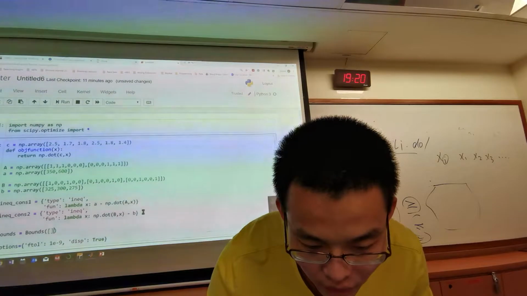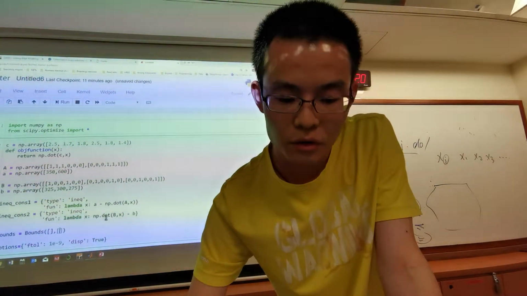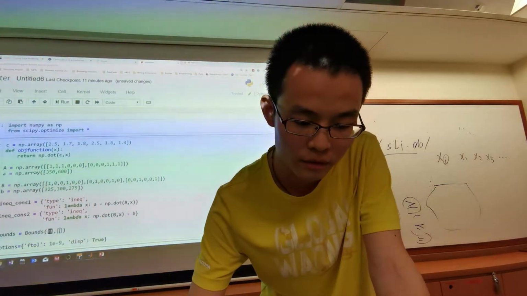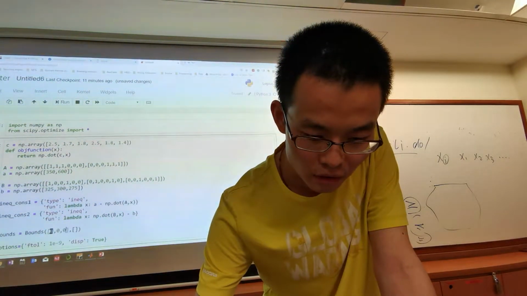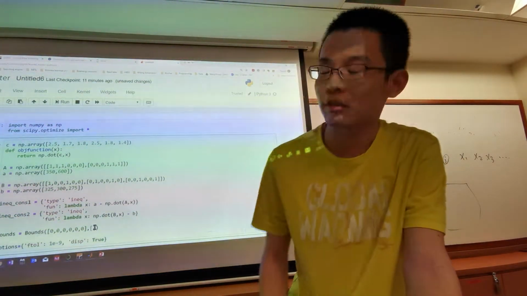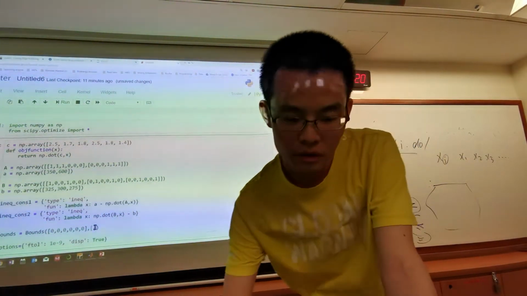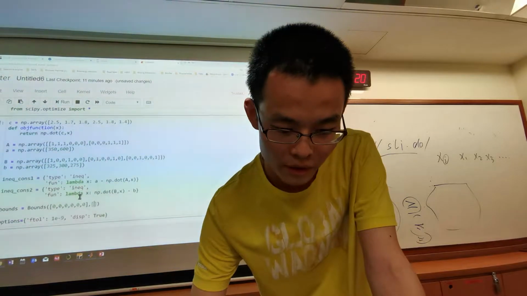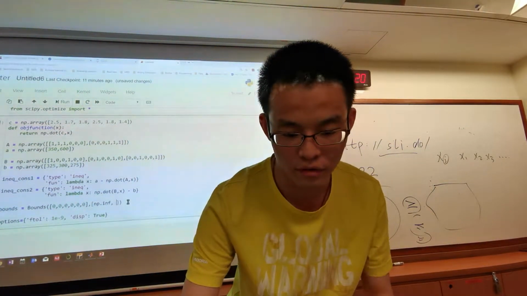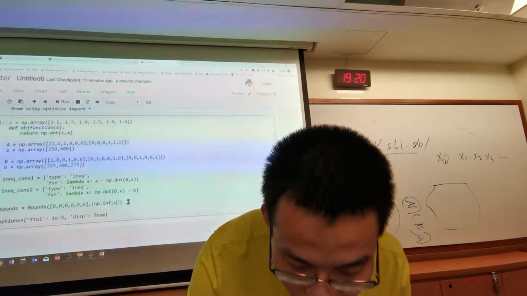Basically, it takes two inputs. The first one is for the lower bounds. The second one is for the upper bounds. The lower bounds are all 0. For the upper bounds, there is no upper bound, so there is a special constant in Python, np.inf, which means infinity.